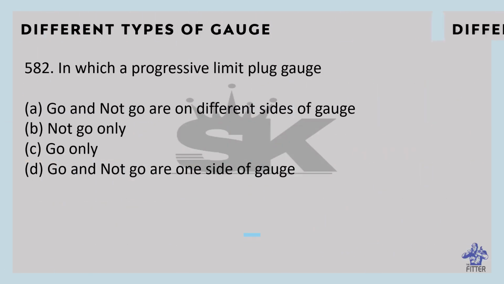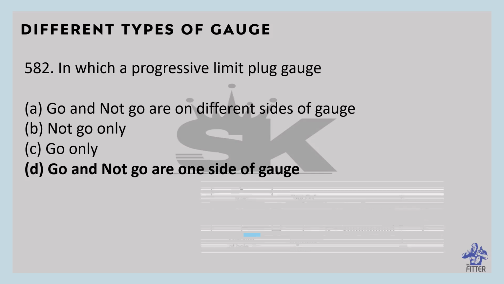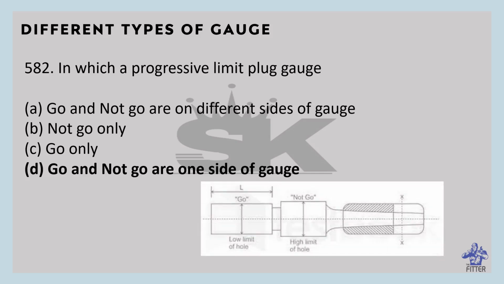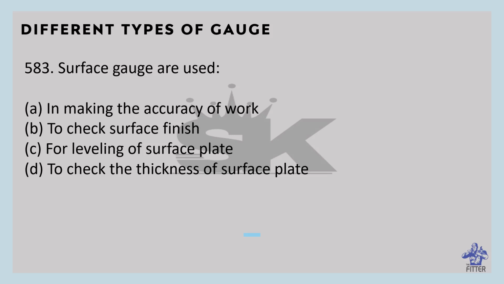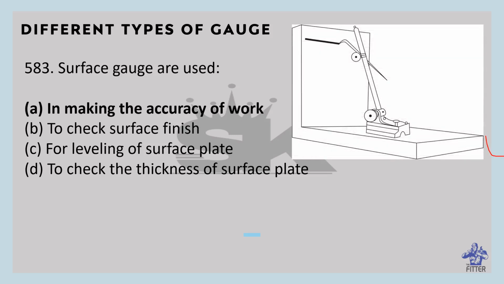In a progressive limit plug gauge, go and not go are on one side of the gauge. You can see here in the image, go and not go on one side of the gauge. Surface gauges are used for marking the accuracy of the work. So this is the surface gauge.